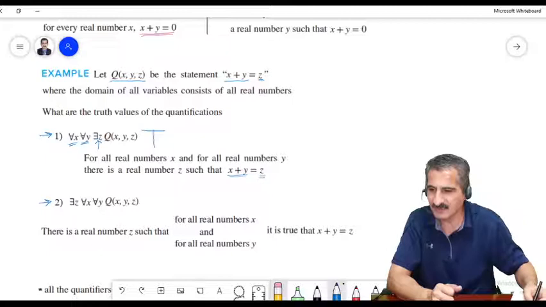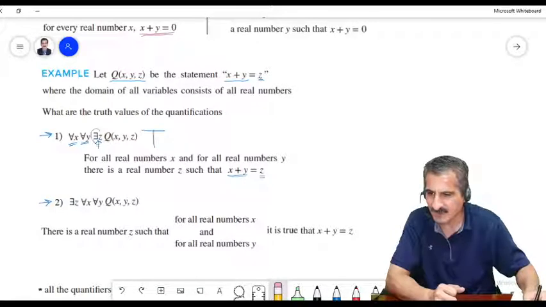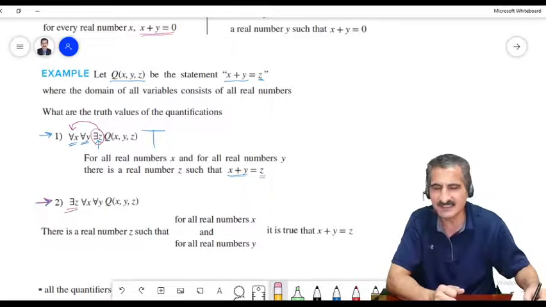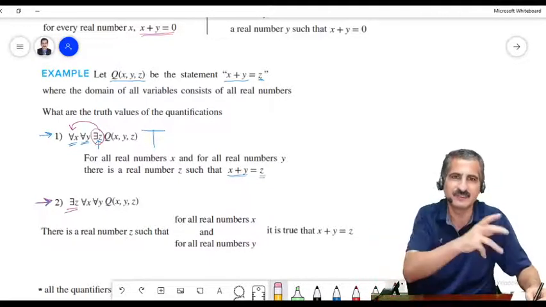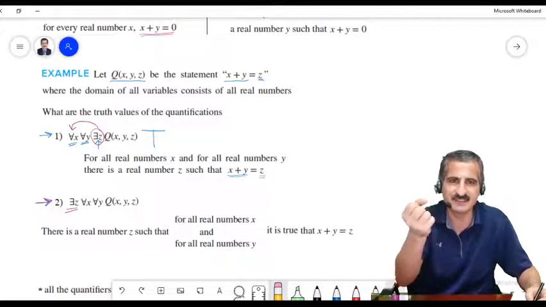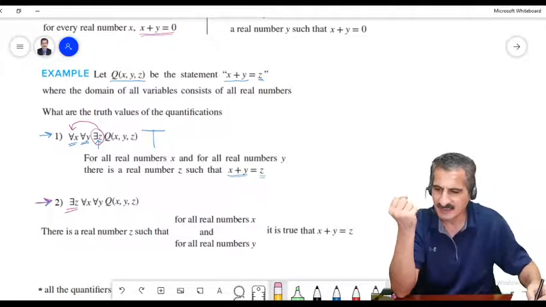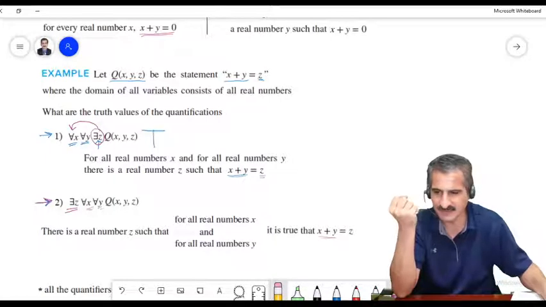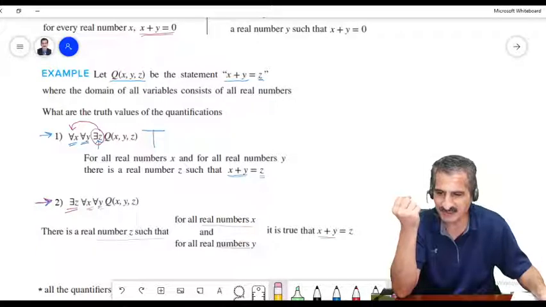Okay, now what happens if we change the order of quantifiers? What happens if we move this existential quantifier to be at the beginning here, so that we get number 2? So let's see what happened. This says there exists z, a real number. So we have all the real numbers. Choose z, there exists z, such that for every x and every y real numbers, x plus y equals z. So there is a real number such that for every real number x, every real number y, we have x plus y equals z. Is that true?